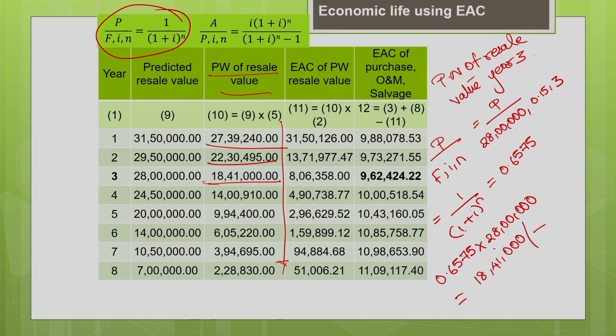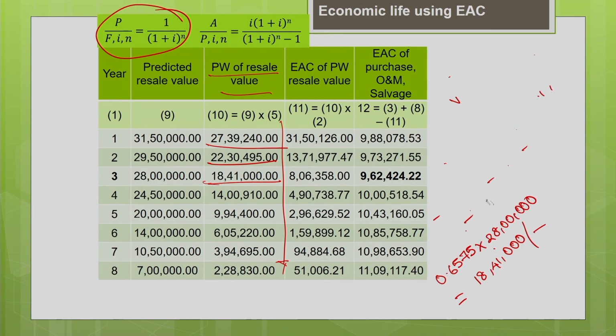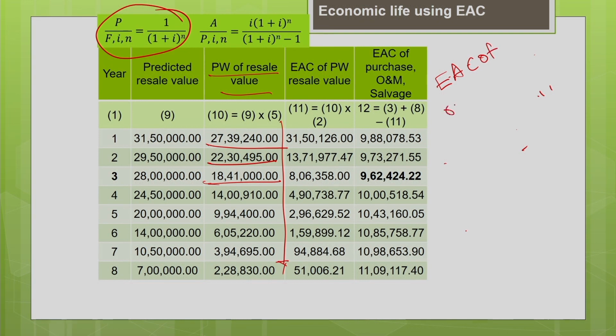So, you are supposed to find the equivalent annual cost of the present value. You have converted the future resale values or the salvage value to time equal to 0 by using the present worth factor. Okay. Now, you are going to convert it into equivalent annual cost using uniform series capital recovery factor. So, we are going to find the equivalent annual cost of the resale value.